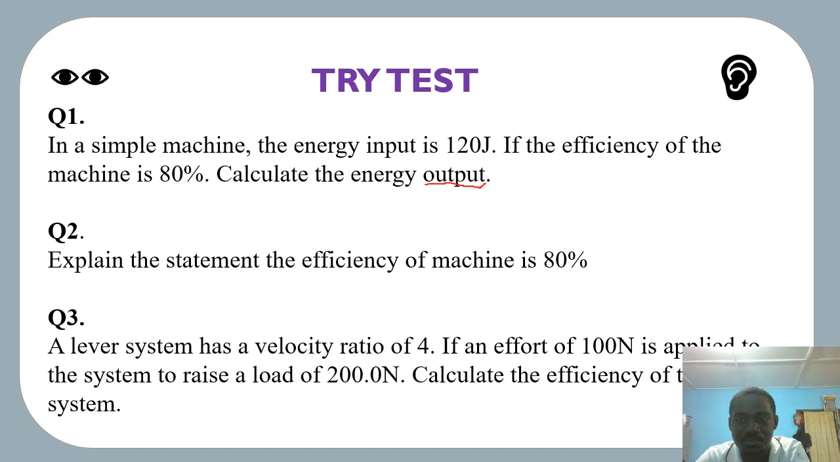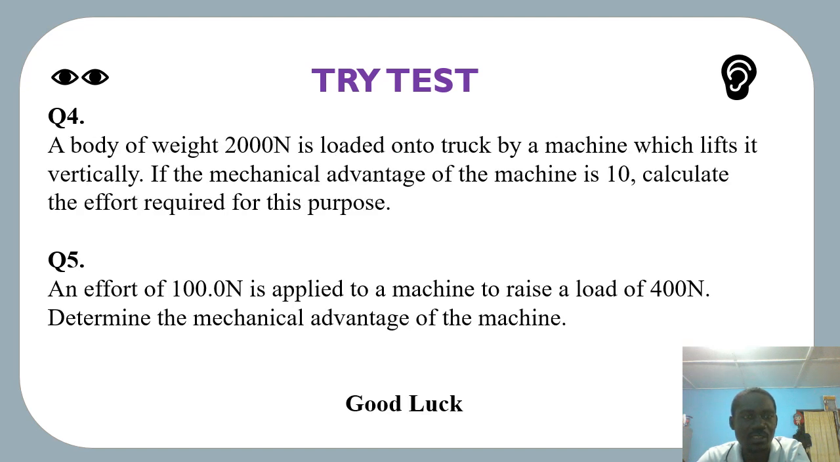Number 3, a lever system has velocity ratio of 4. If an effort of 100 Newton is applied to the system to raise a load of 200.0 Newton, calculate the efficiency of the system. And we go to the next set of questions, which is the last.